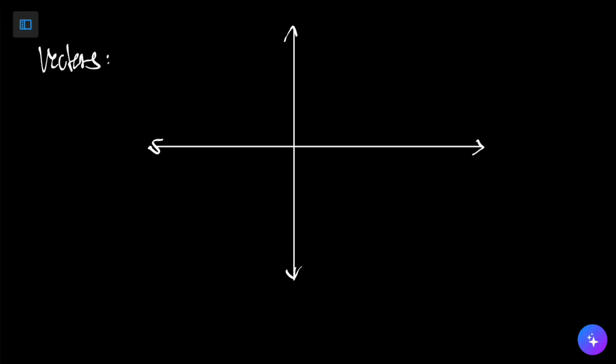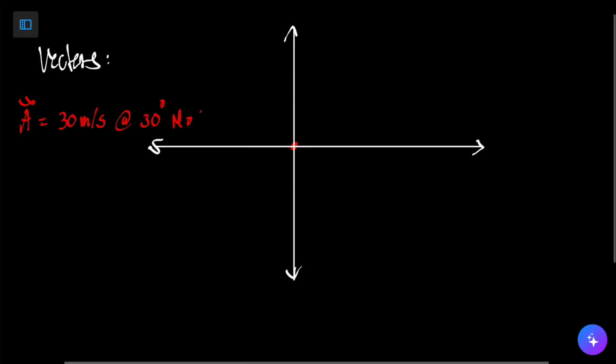Vectors are typically expressed in your Cartesian plane system, and whenever we draw vectors, usually the first vector starts at the origin. So let's say you have vector A, moving at 30 meters per second at 30 degrees north of east. So your vector is moving at 30 degrees north of east.